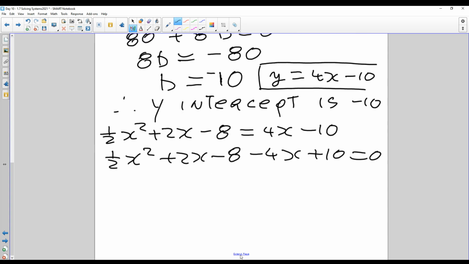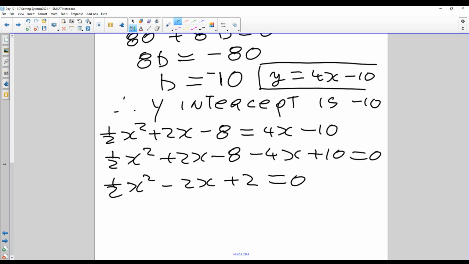So of course we now have to put our like terms together. Okay? Make sense, Emily? That makes sense? Putting our like terms together. So half x squared. The 2x and the minus 4x gives minus 2x. The minus 8 and the 10 gives us plus 2 equals 0. Just make sure I got that right.